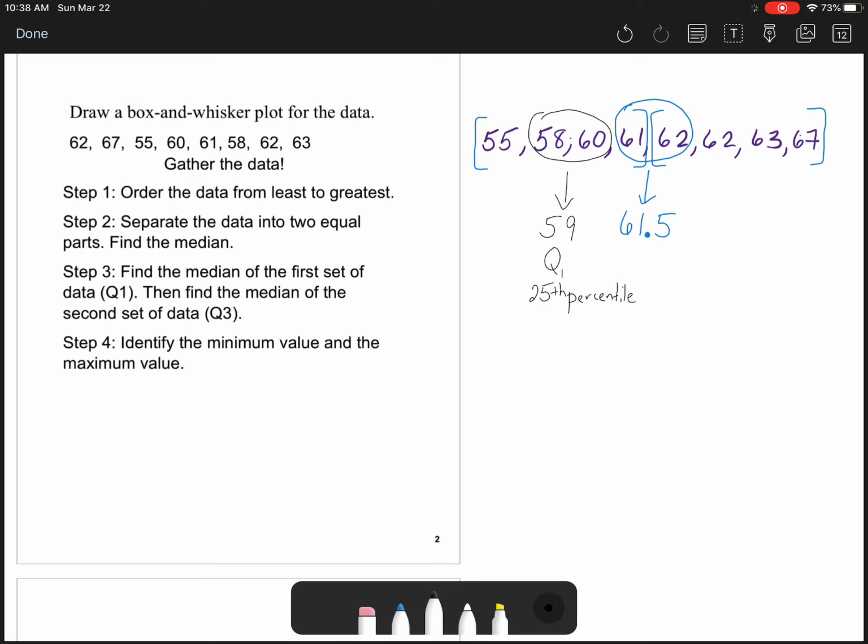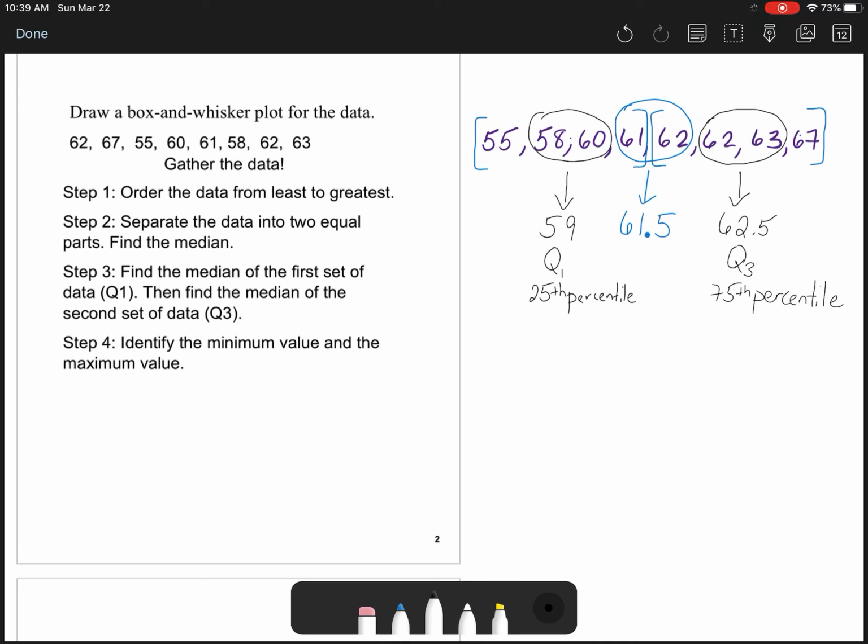All right, and going over to the second half of the data, do the same exact thing you just did for the first half. We're going to take the 2 middle numbers. Sometimes there's going to be just 1 number in the middle and you don't need to find the average of the 2 like we're doing here. So right in the middle of 62 and 63 is going to be 62.5. And that represents the third quartile, Q3. And that is known as the 75th percentile.